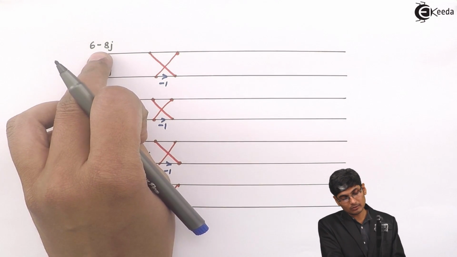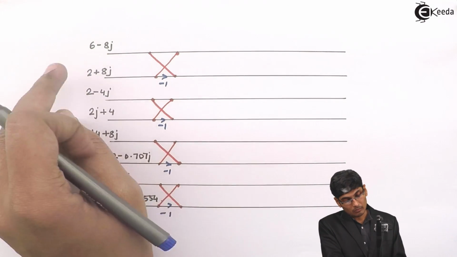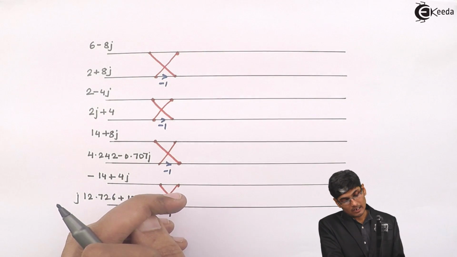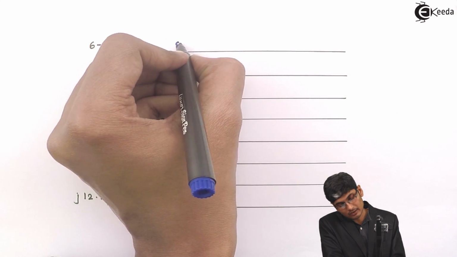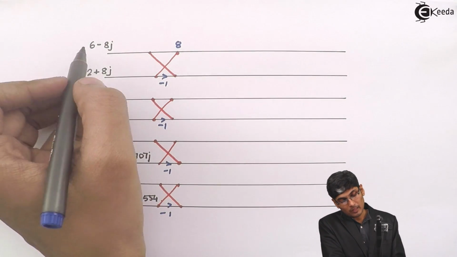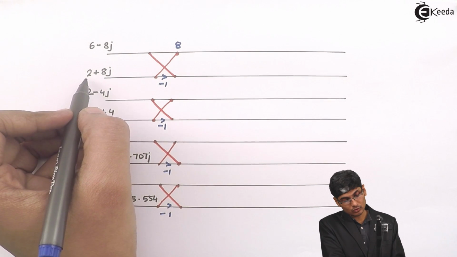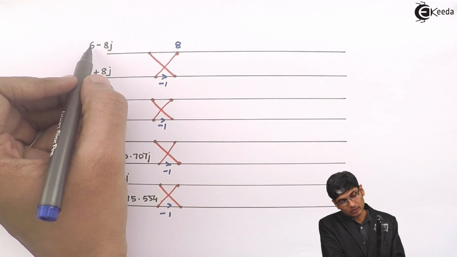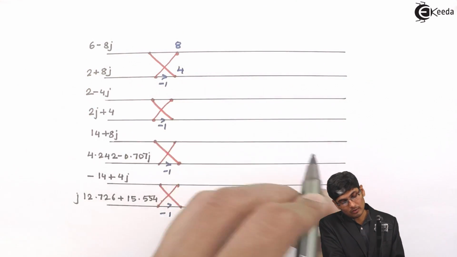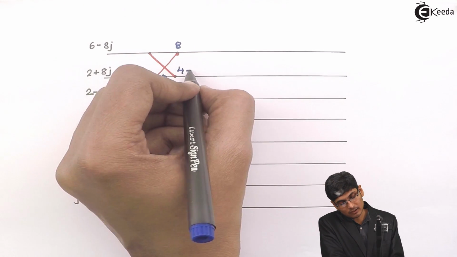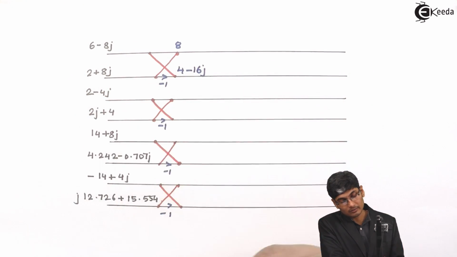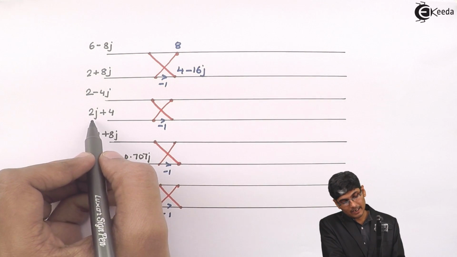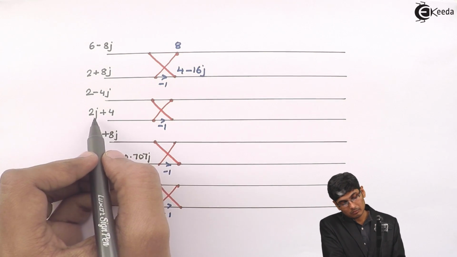So we are going to get 6 minus 8j plus 2 plus 8j. So 8 is going to get cancelled, and I am going to get answer as 8. Okay, then 6 minus 8j minus 2 minus 8j. Okay, so here I am going to get 6 minus 2, which is 4, and minus 8 will give me minus 16j.